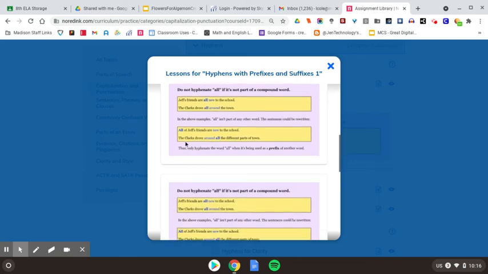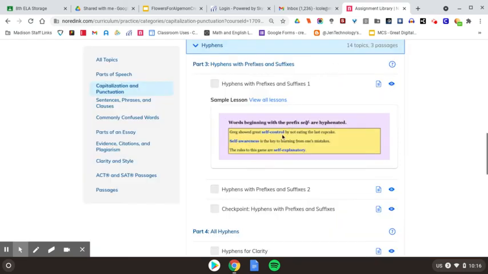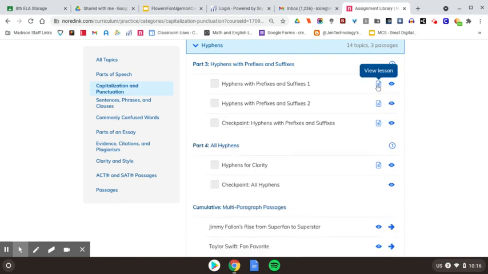But then we come down here. Jeff's friends are all new to the school. There's no thing after. It's not an all-new recipe or all-new story. It's just plain old all new, so we don't hyphenate it. The Clarks drove all around the town. Nothing after it. All right. We might get tripped up on the all one, but let's give it a try. Oh, I keep clicking on the wrong one. All right, so let's practice this and see how we do.